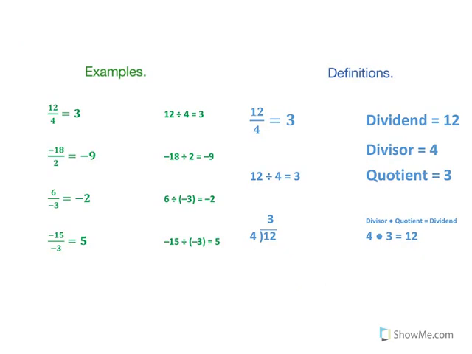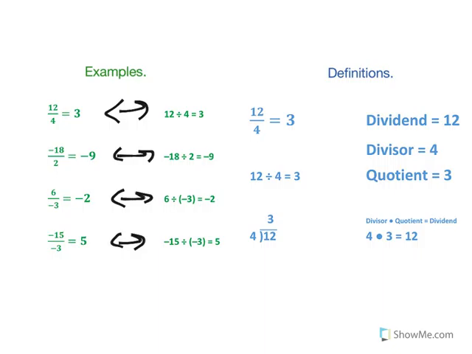All right. So here's some examples. 12 divided by 4, a positive divided by a positive is a positive, and you can see it two different ways. Linear or up and down like a fraction here. A negative divided by a positive is a negative. Both of these are the same, and both of these are the same. A positive 6 divided by negative 3 is negative 2, and 6 divided by negative 3 is also negative 2. And a negative divided by a negative is a positive, so negative 15 divided by negative 3 is 5, and negative 15 divided by negative 3 is 5.